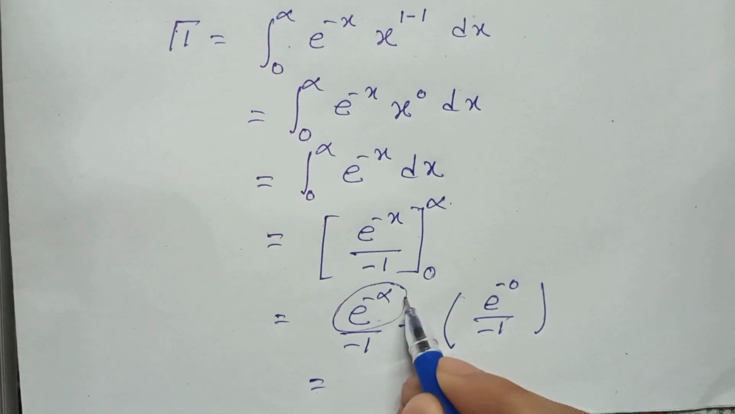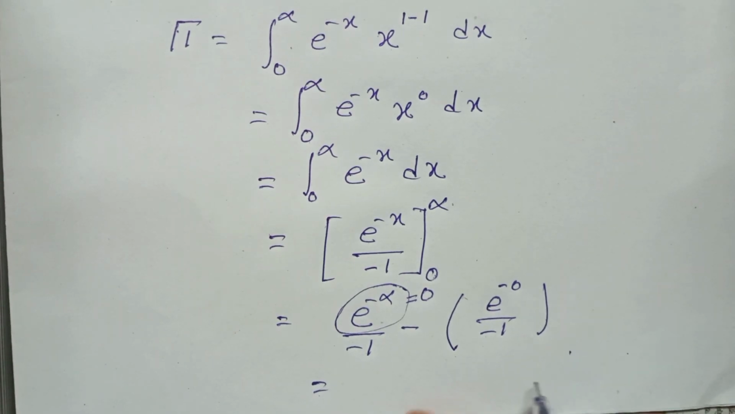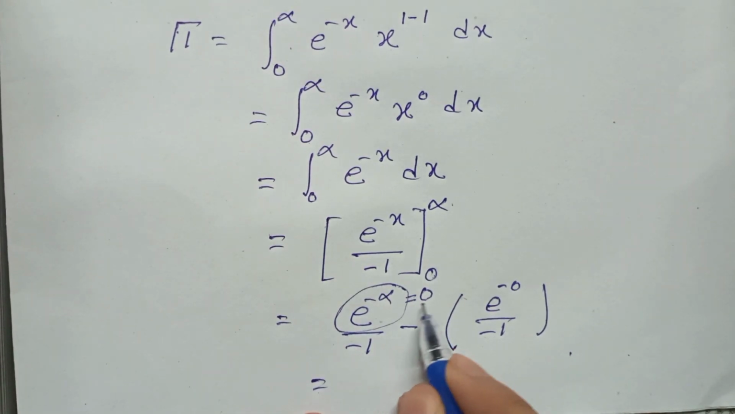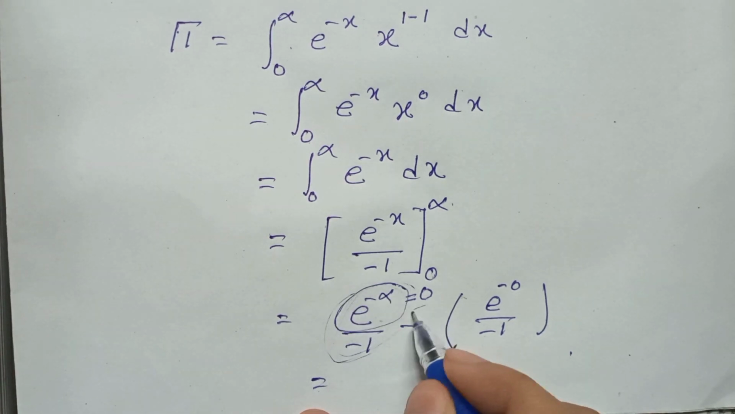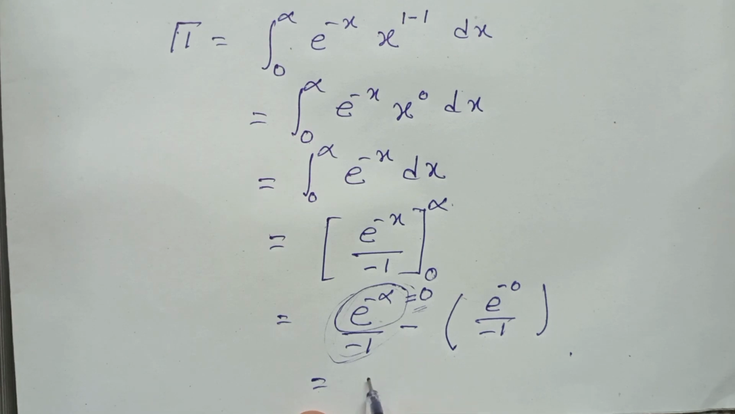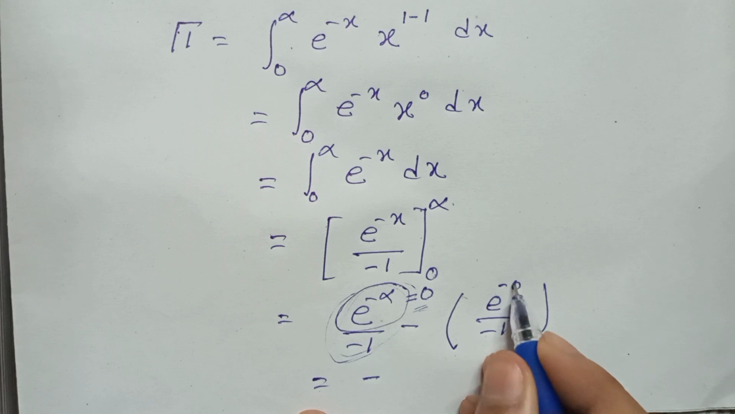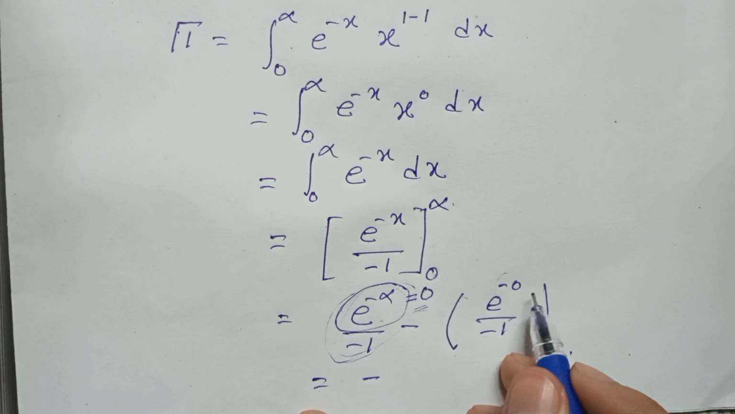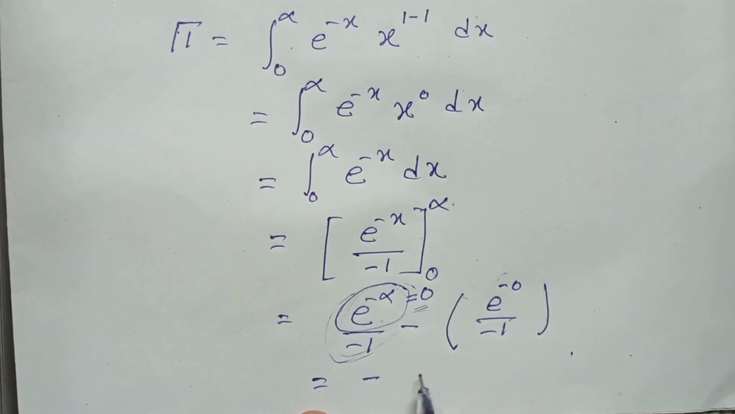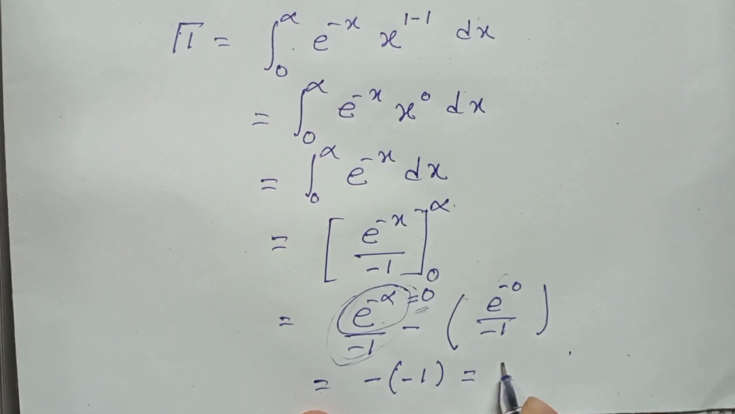E to the power minus infinity equals to 0, and so the whole term here will be equal to 0, and we will get minus 1. E to the power 0 is 1, so we will get minus 1 in the bracket, which is equal to 1.